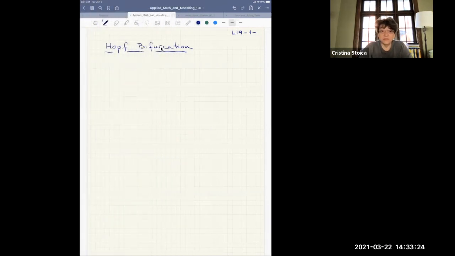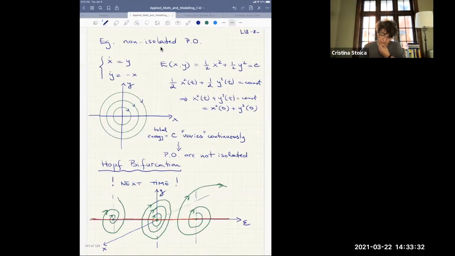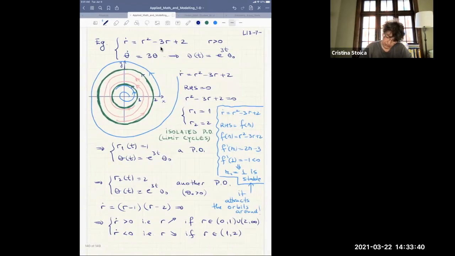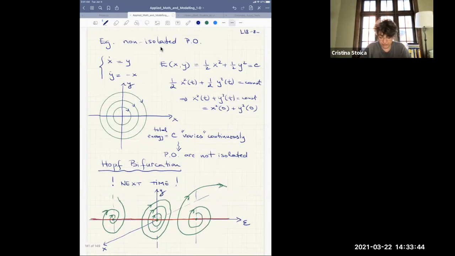Today we're continuing with Hopf bifurcations, Hopf bifurcation, right? So last time we defined what a periodic orbit is, what an isolated periodic orbit is. So it's just by itself, and not isolated means they're a continuum of periodic orbits, one into another, like concentric circles.